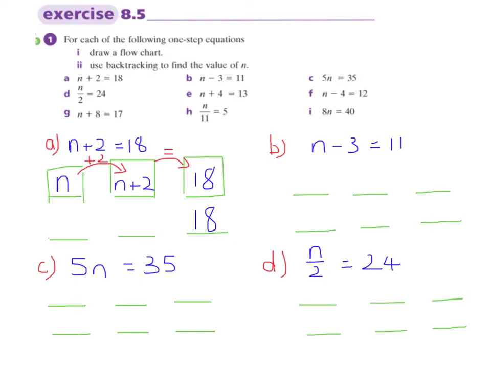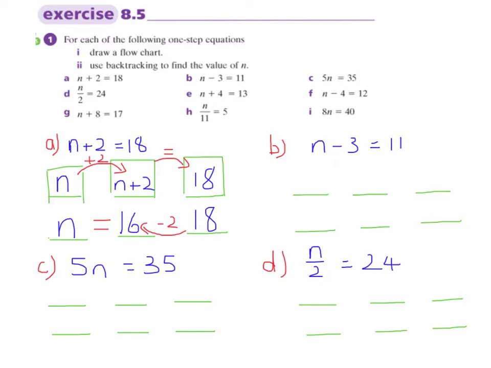So what was my opposite? My opposite was -2. So what's 18 minus 2? 18 minus 2 is 16, and I'm going to put my equals in there. So we get n equals 16. So see how I've got the equals there? So n equals 16. So that is my working out.